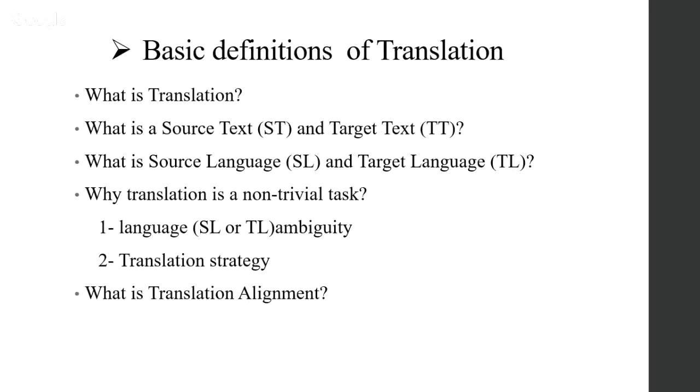Let us start first with basic definitions about translation. In this introduction, we will talk about what translation is in general, what a source text and target text are, what a source language and target language are, what is special about these languages, and why translation is a non-trivial task. We will talk about language ambiguity at the level of the source language and the target language, and then translation strategies. And then we will end with what translation alignment is.